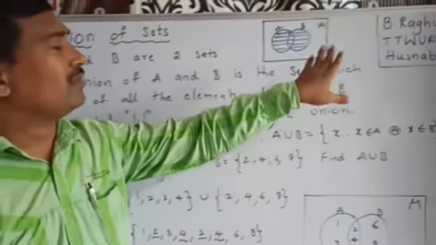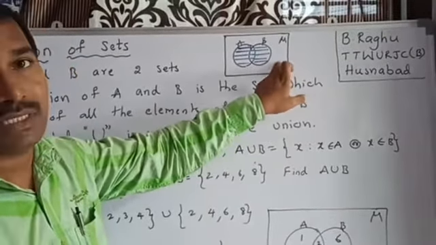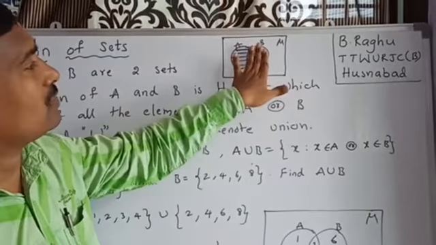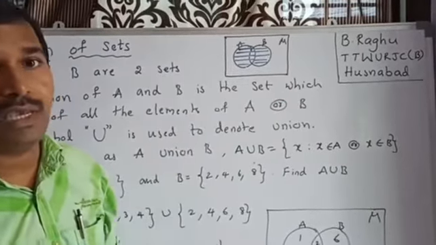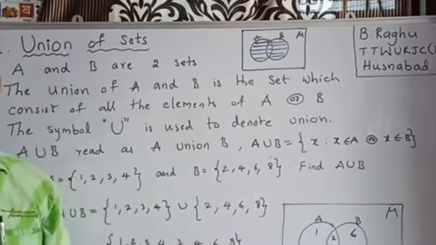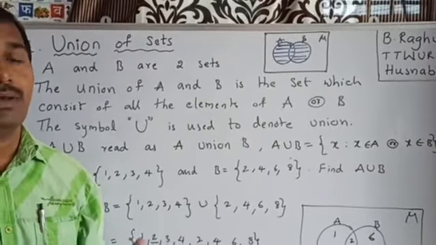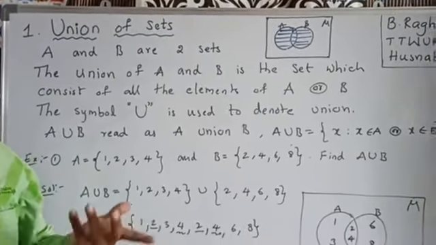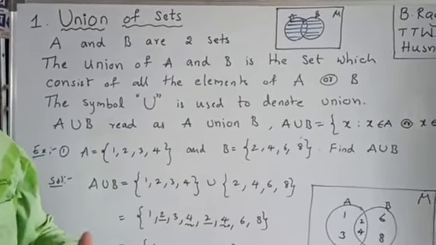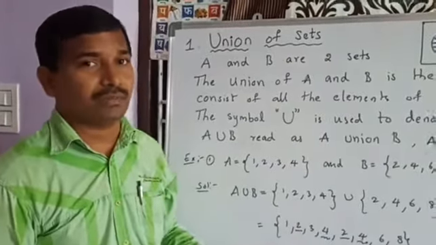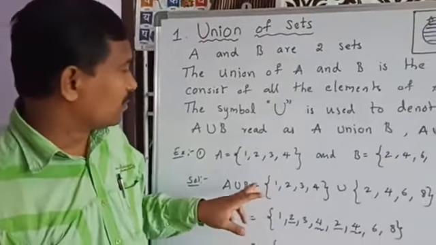This is the Venn diagram of the A union B set. The total space of A and the total space of B is A union B. Union means combining all the elements of A and B. Union means many members are joined together.